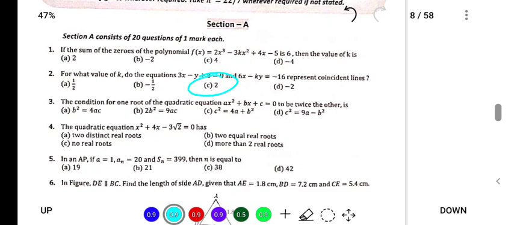Now coming to this question number 3. Very slowly I am explaining, and the related part I am also explaining. So if you want to see it randomly, then you can increase the speed also.